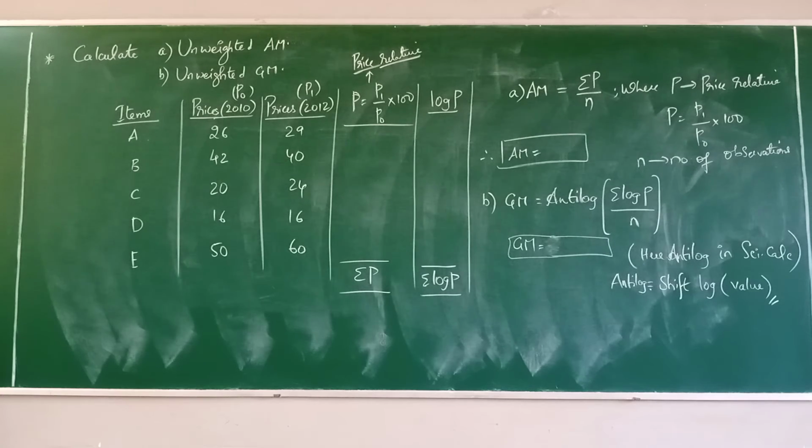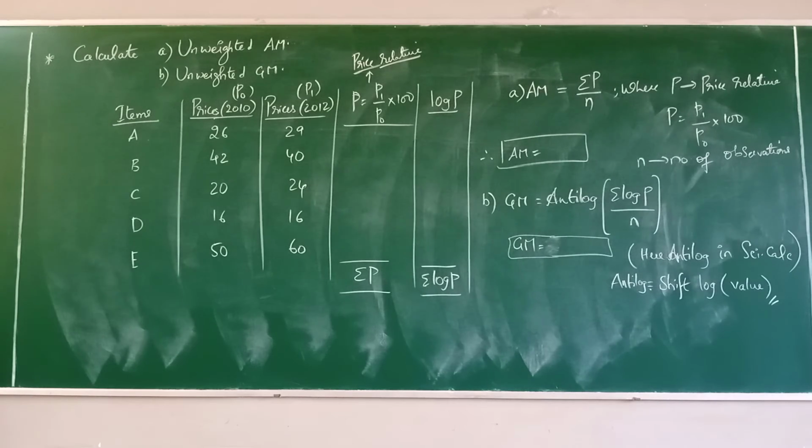Remember from your scientific calculator, the first key is shift, and then the log button, if you press, that is nothing but anti-log, and then the value, which value, summation log P by n. Whatever value you get, you substitute, shift log and that value, and the answer will be the geometric mean. Is it clear everybody? So unweighted arithmetic mean and unweighted geometric mean, this is how you need to calculate it.